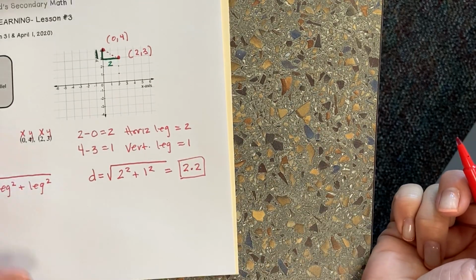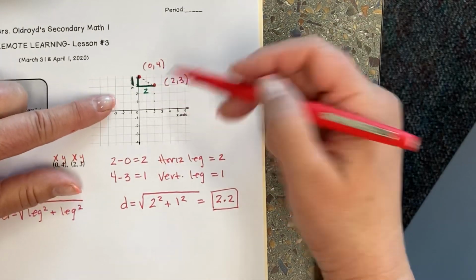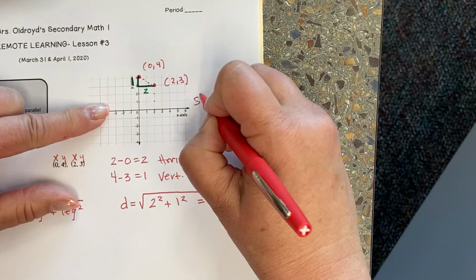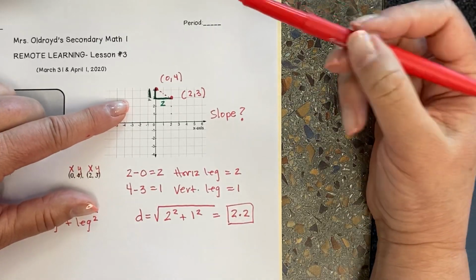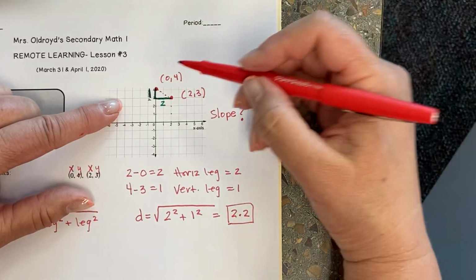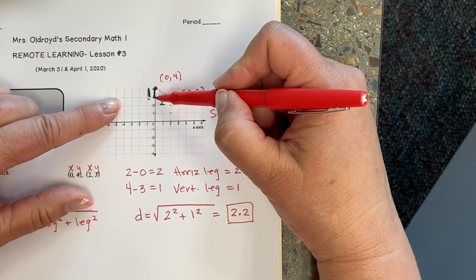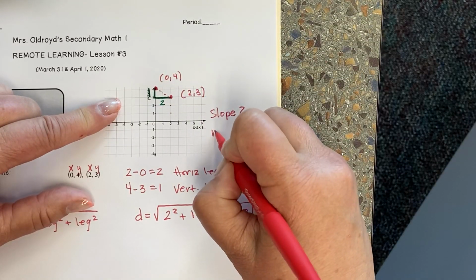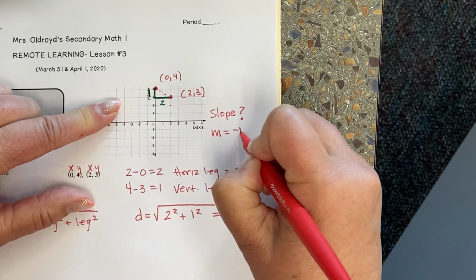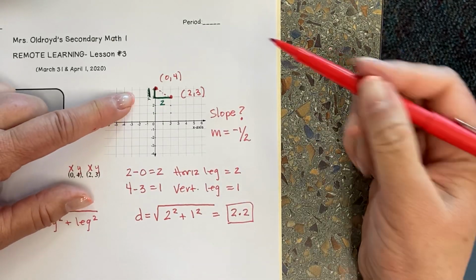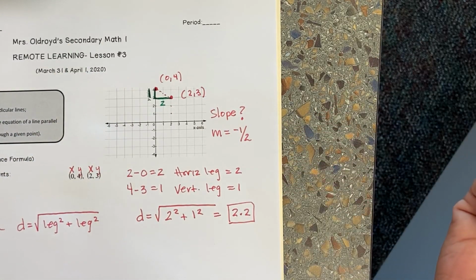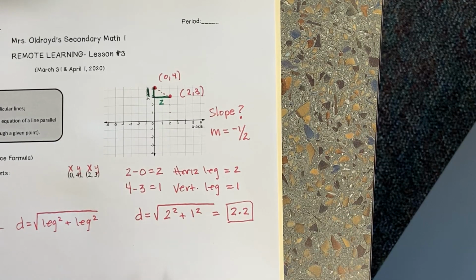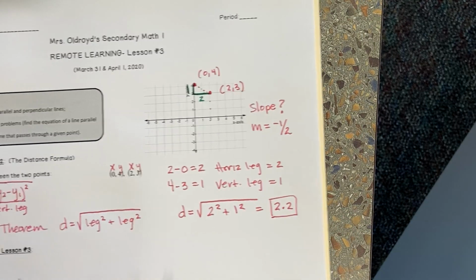Okay, here's another thing I want you to notice. If you had this picture and I asked you to find the slope, you would just count it. You would say, okay, well, that's a negative slope, so I go down 1 over 2. So you would write m equals down 1 over 2. And notice the slope numbers are exactly the same as the leg numbers. They just correspond to each other. Okay, so that's the review from lesson 2.